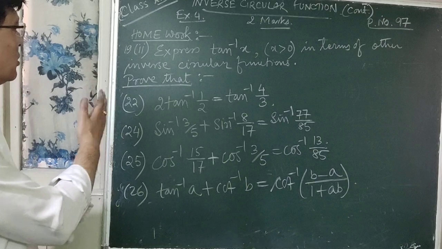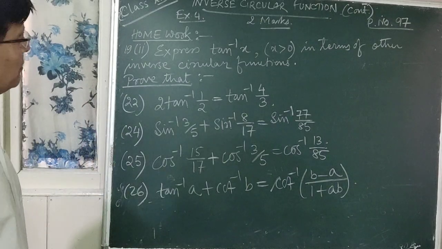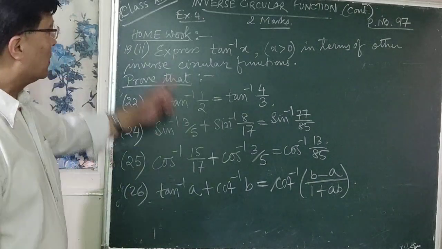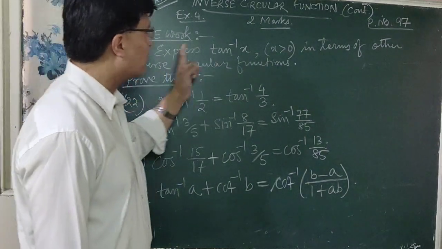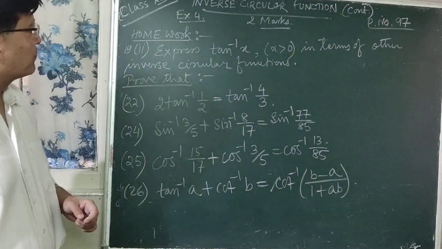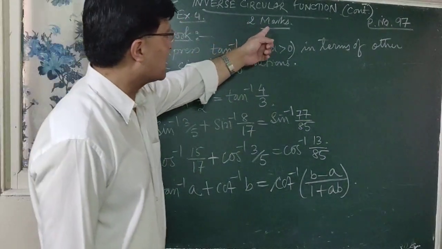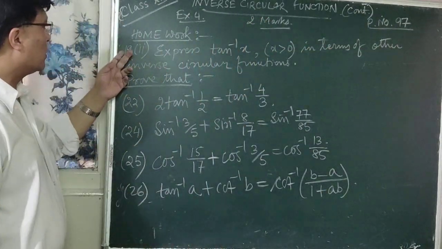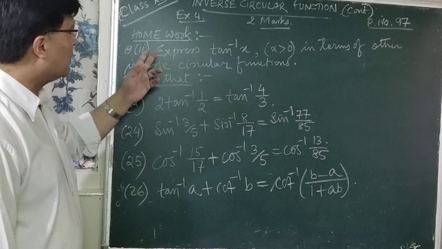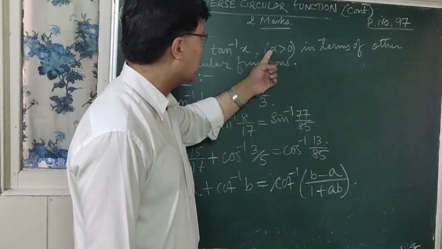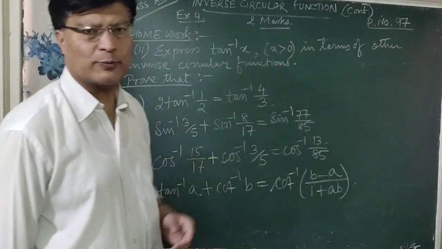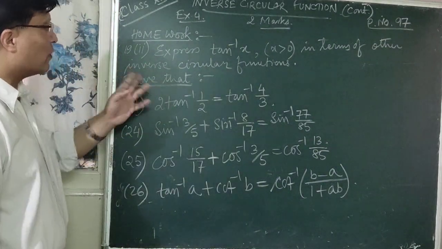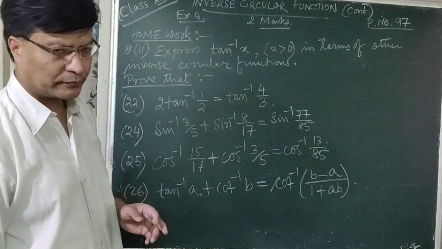So now these are your homework. I'll give you the hint also. This homework is from Sailendra book, Exercise 4, 2 mark section and page number 97. Right? So 19 number 2 is, you have to express tan inverse x, where this x is always greater than 0, x is always positive, in terms of all the inverse circular functions.